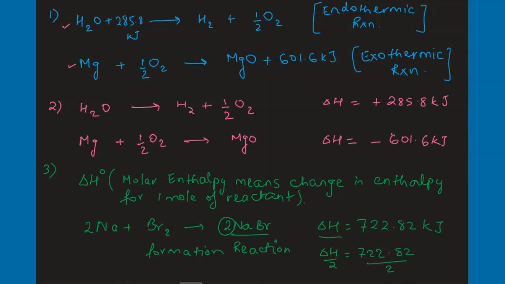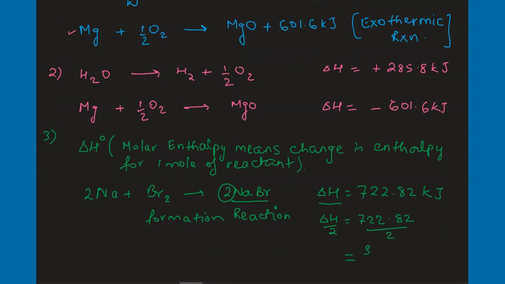722.82 divided by 2, and that would give me 361 kilojoules per mole. Now, does this show us if this reaction is endothermic or exothermic? I have to represent either a plus or a minus sign. Formation reactions are mostly exothermic, so this reaction is an exothermic reaction.